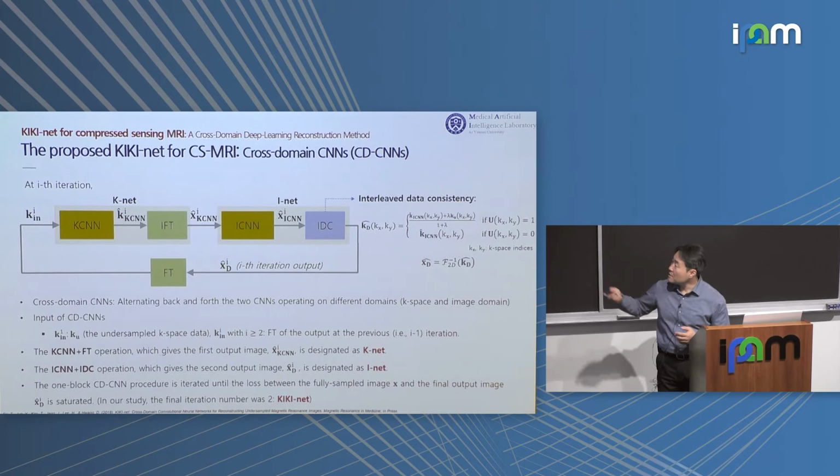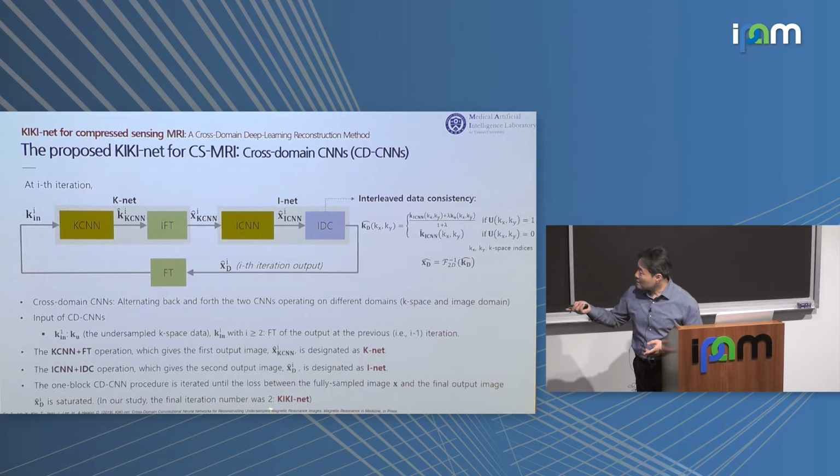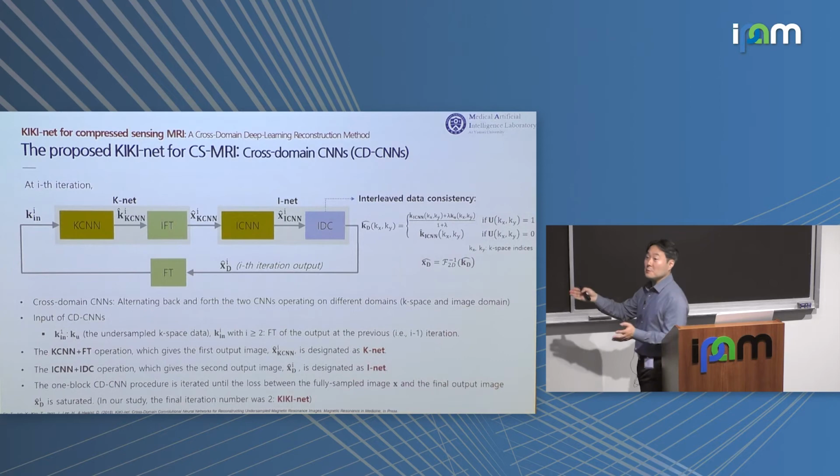So we named it KikiNet: K-space learning, image space learning, K-space learning, and image space learning. That would be enough to reach this result.